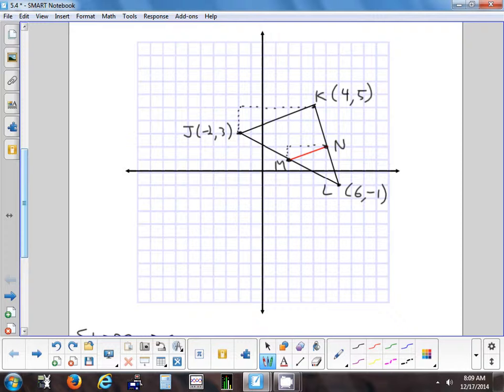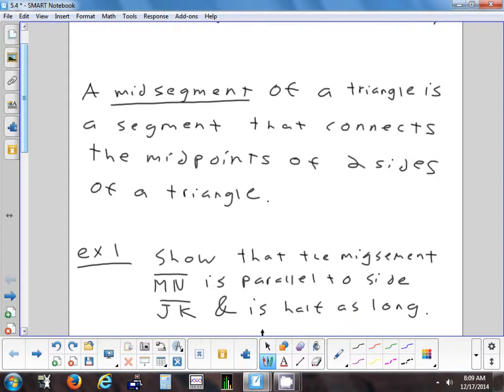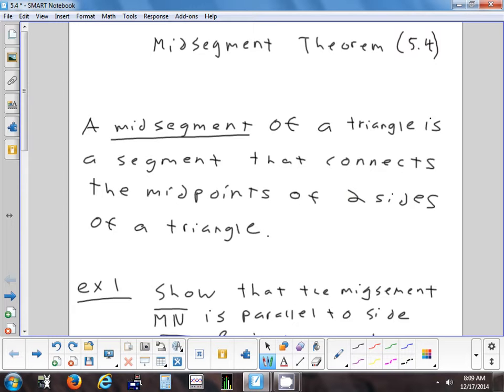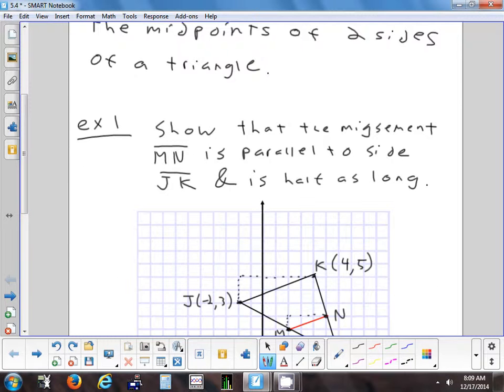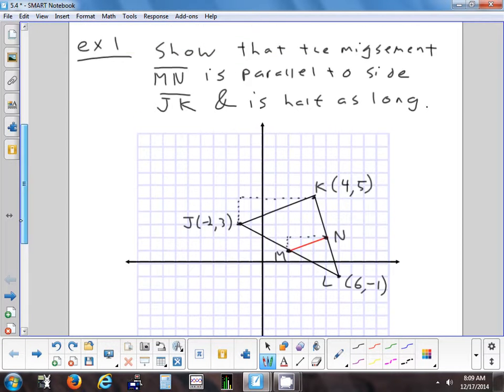What are the two things we said about a mid-segment? Let's go back and take a look. So a mid-segment of a triangle. The directions were to show that it's parallel and it's half as long. We kind of did a rough sketch of that here. So what did we just show out of those two things? What did we just show was equal? The slopes. Okay, we just showed the slopes are equal.